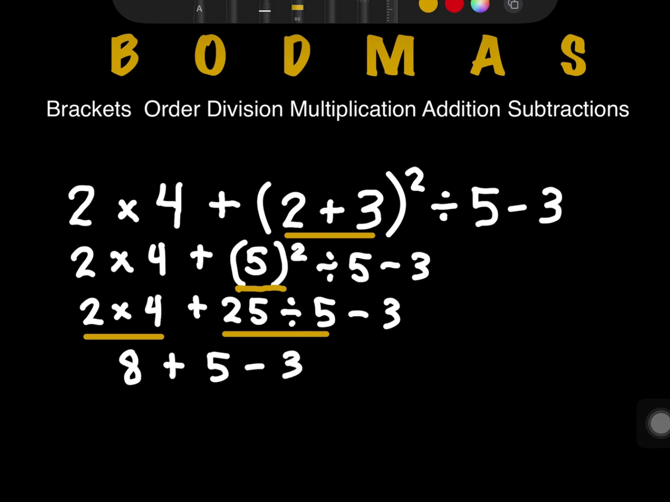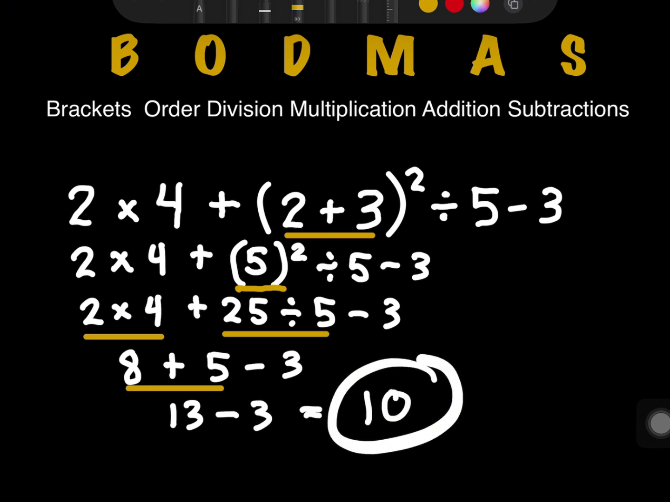Now we can go from left to right. So 8 plus 5 is 13, minus 3. So 13 minus 3 is equal to 10. Okay, that's the answer. That's all.